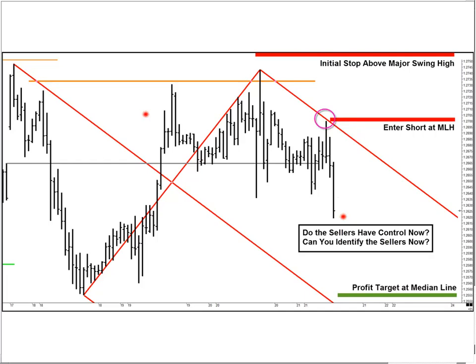If you look at all this and you see the biggest, baddest formation on the board, and now you see it busted, you see us trying to get back in the range, you see it failing, and we close down here, do you get it now? Lower lows, lower highs. Absolutely.